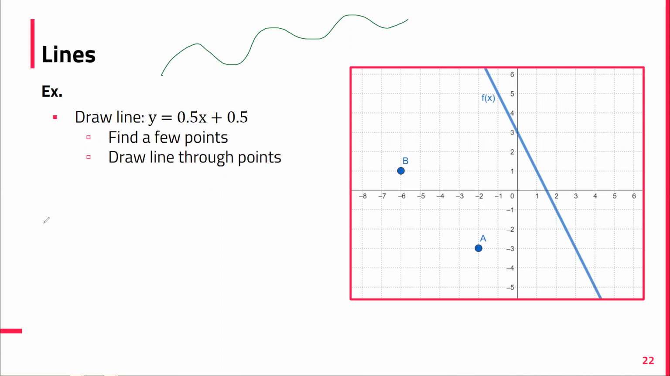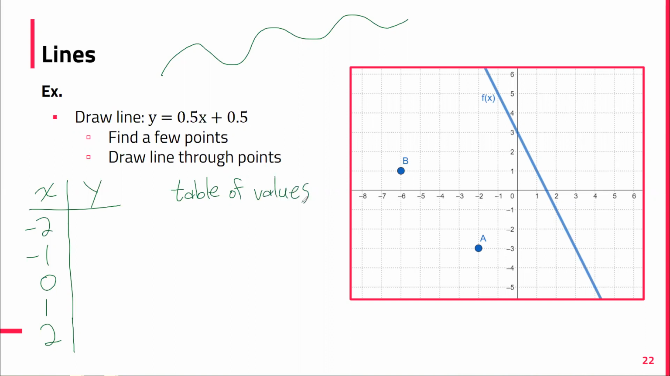Choose random x's and then find the y's, the y value. So we just choose some values for x, let's say -2, -1, 0. Any numbers that we think will make our math easy. And then we calculate what the y value would be. So this method, we call making a table of values.